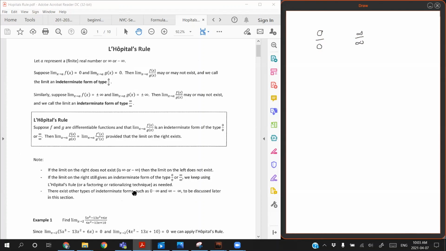So here's the L'Hopital's rule. Suppose f and g are differentiable functions, and you have a limit problem like this, as x approaches a. And when you do the direct substitution, that is when you plug in a into f and plug in a into g and you calculate, you either get 0 over 0, this indeterminate form, or infinity over infinity.